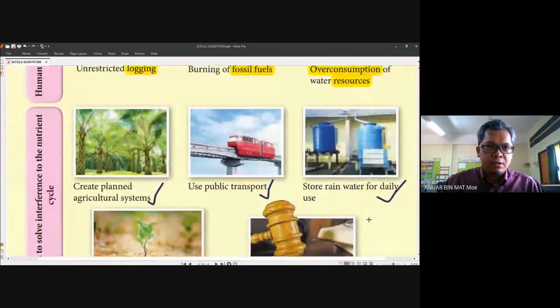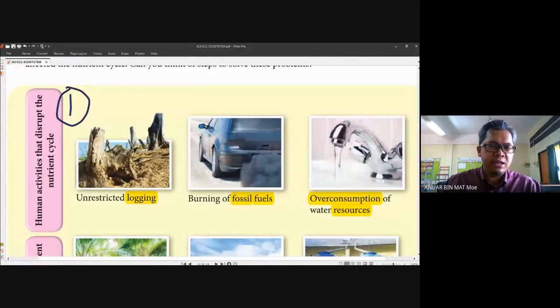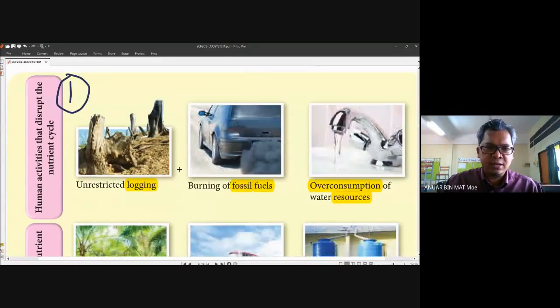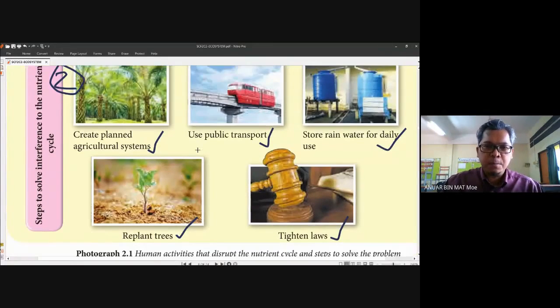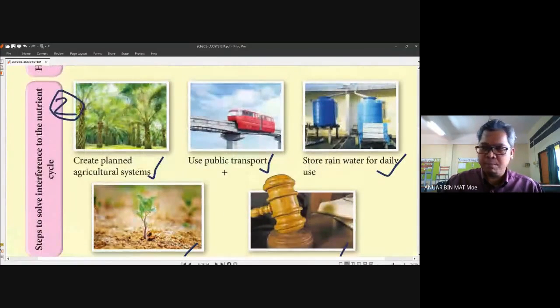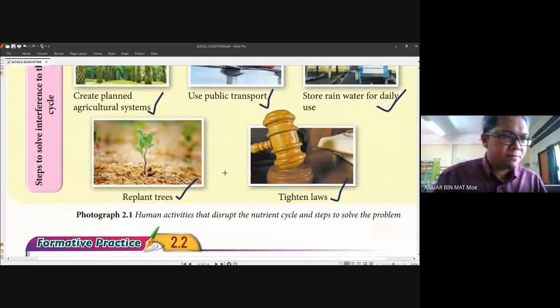Right. So the first one here is the activity of human that interferes with the nutrient cycle. The second one here is the way to solve the interference of human. This is number 2. Okay. Any question? Is there any question?